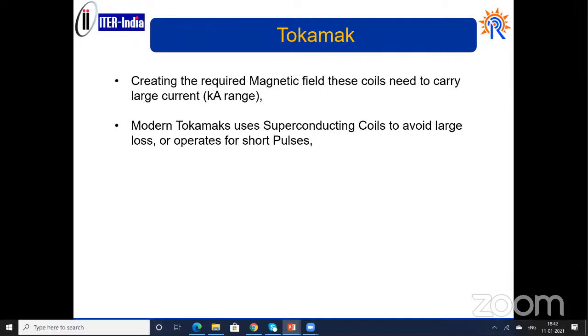Well, and now the question comes: how will this magnetic field be created? This magnet would carry several tens of kiloamperes of current in a modern tokamak. Like ITER, it will carry upwards of 50 kiloamperes of current. And at this temperature, at this current, if you allow copper to conduct, either the size of the copper will be too large, or the copper loss will be too high. So that becomes useless. So most of the modern tokamaks, including ITER, use superconducting coils. It avoids the large losses, and it can be operated in long pulses in that case.